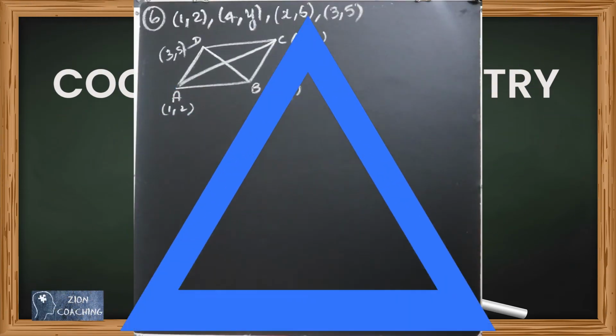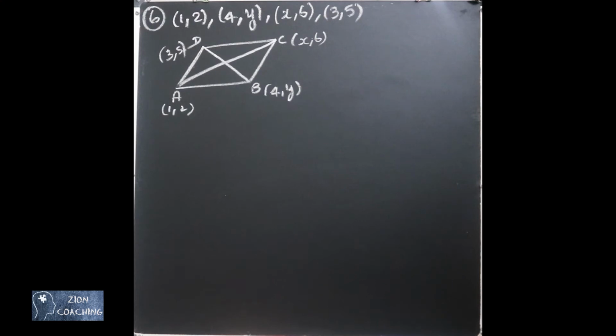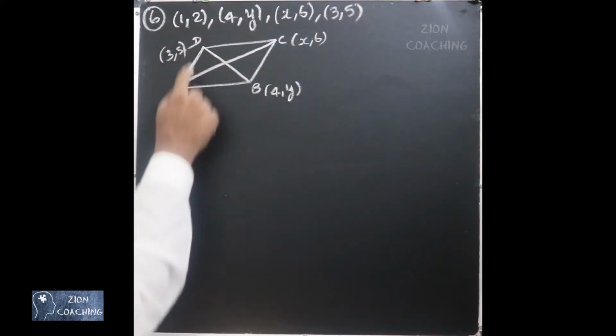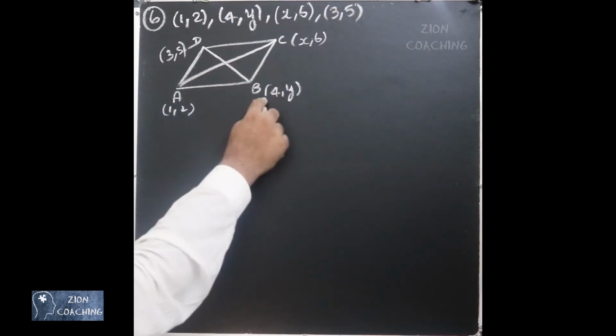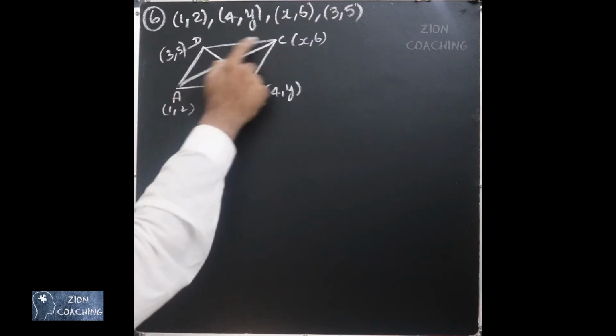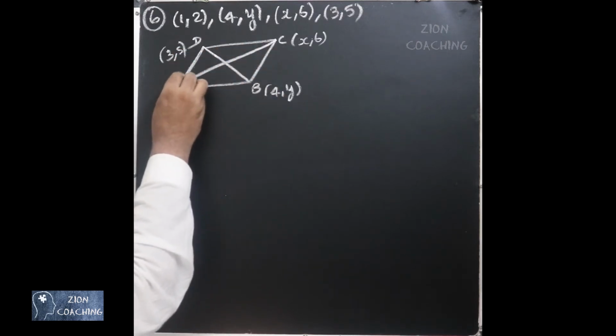Question number 6. They have given that (1, 2), (4, y), (x, 6) and (3, 5) are the vertices of a parallelogram taken in order, and they are asking us to find the values of x and y. So we are taking in order the coordinates given there. The first one is going to be A, the second one is B, third one is C and fourth one is D. They form the vertices of a parallelogram.